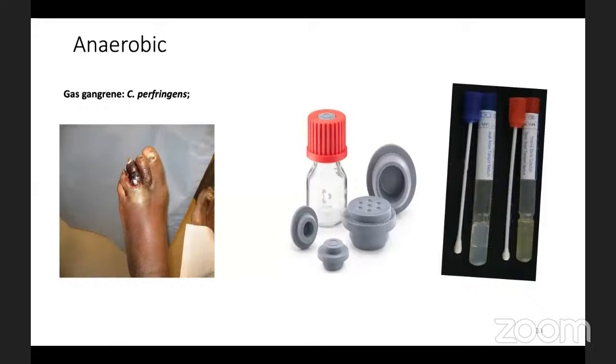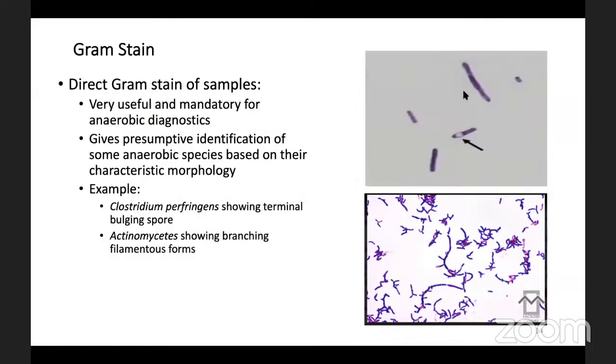You may not be able to culture it. That is where the perfringens is. You may not be able to culture it, but your gram will show gram-positive rods with terminal spores. For actinomycetes, you will not culture it, but your gram will show gram-positive branching filamentous rods. So ladies and gentlemen who are practicing microbiology in various institutions all across this country, please let us take our gram stain very seriously for our aspirates.